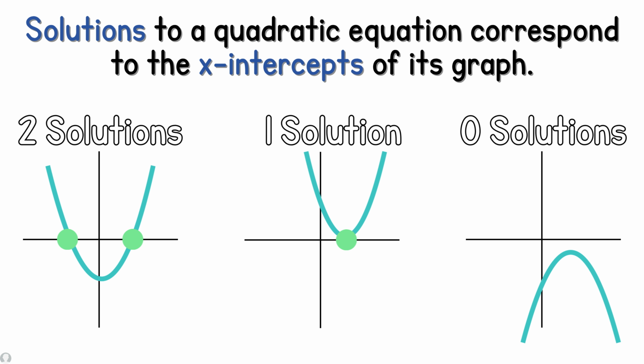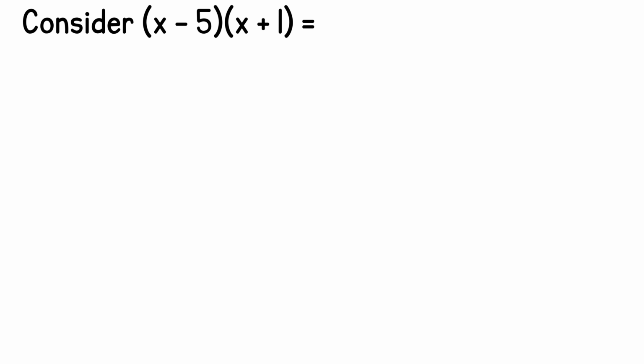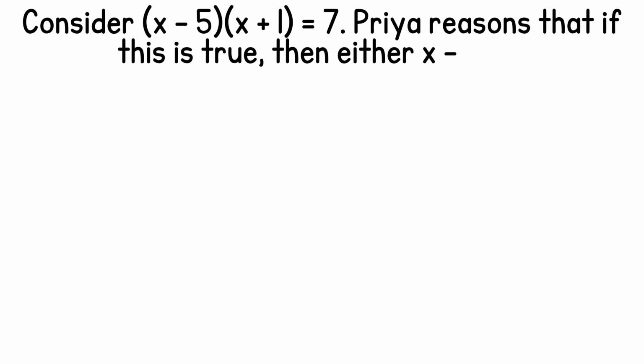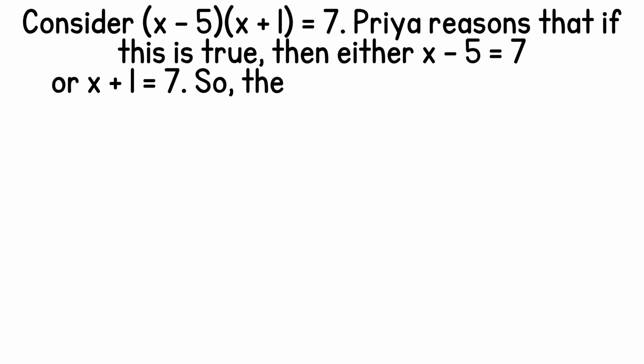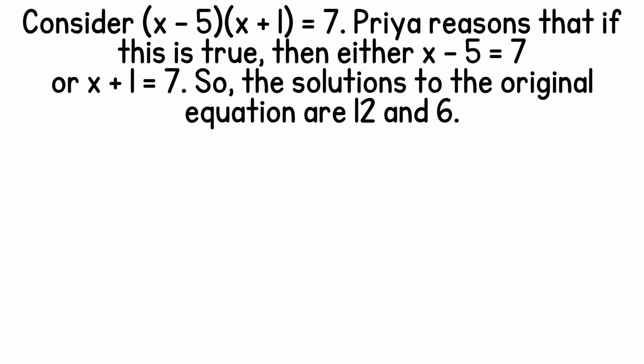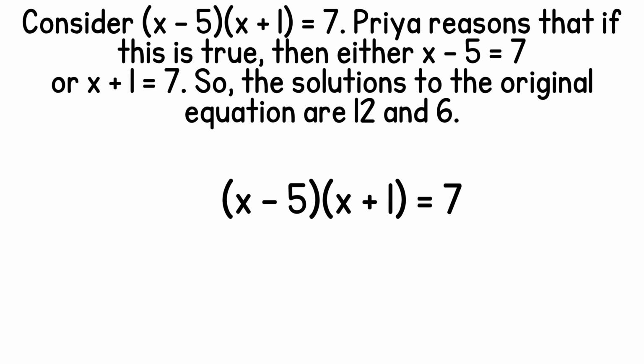So let's look at some examples. We'll consider (x - 5)(x + 1) = 7. Priya reasons that if this is true, then either x - 5 = 7 or x + 1 = 7. So the solutions to the original equation are 12 and 6. So let's see if Priya is right.